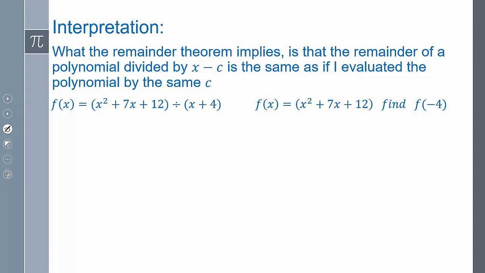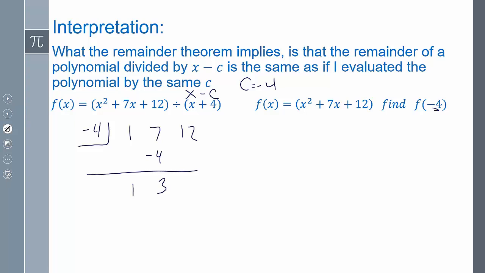So let's just say this is c. C is negative 4. So I can either do x minus c, which is x minus negative 4, or I could plug in negative 4, and let's see what happens. So if I divide by negative 4, I'll use synthetic division since it's a little quicker. Add straight down, multiply, add, multiply, add. So my remainder is 0.